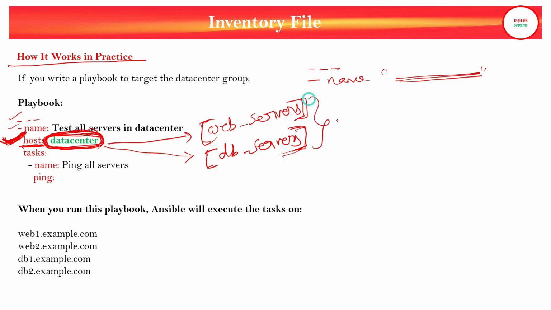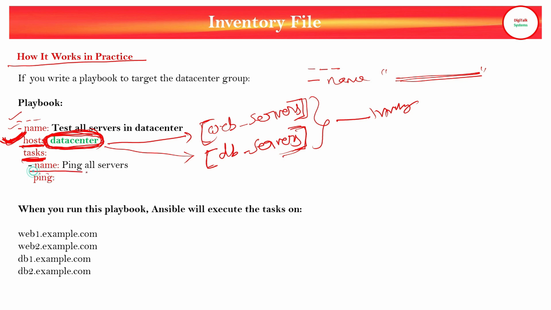These groups we define inside the inventory file, correct? And then we have a task, right? In the task we define what exactly we are going to perform. Task again is a different section. Task is simply, as the name suggests, what are the tasks we are going to execute?